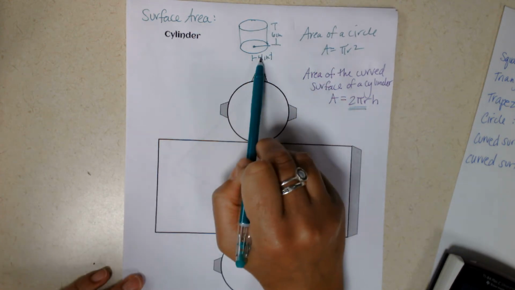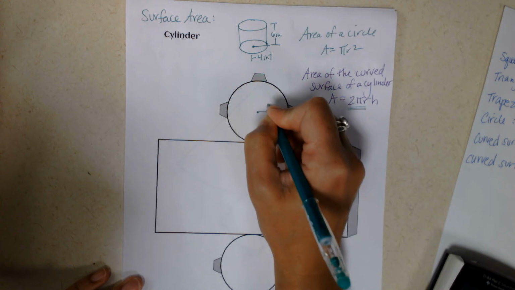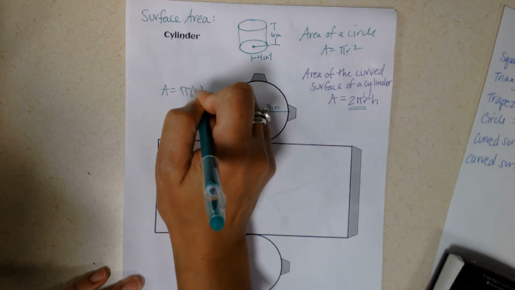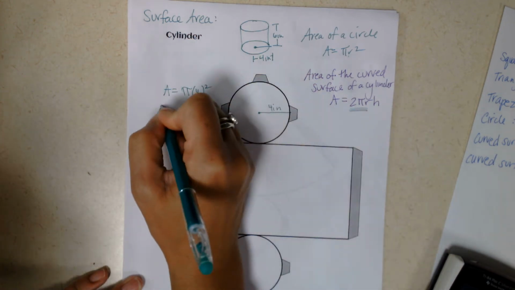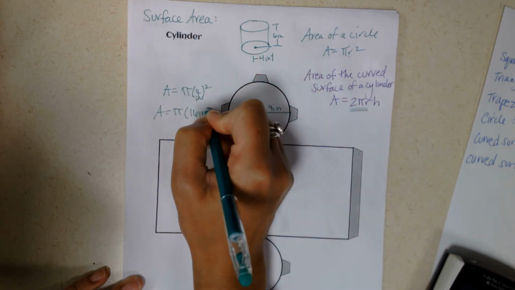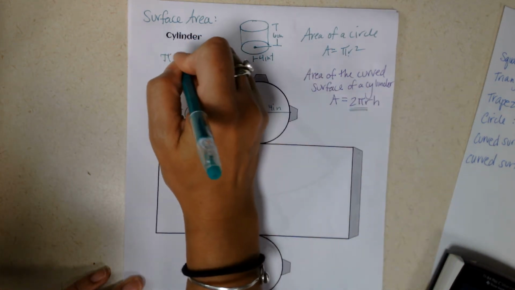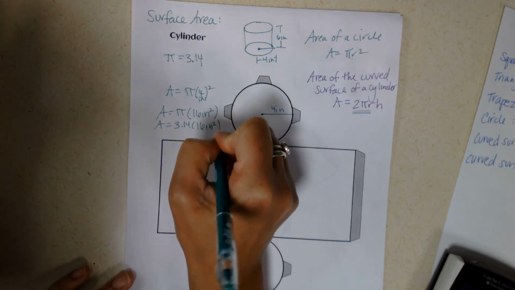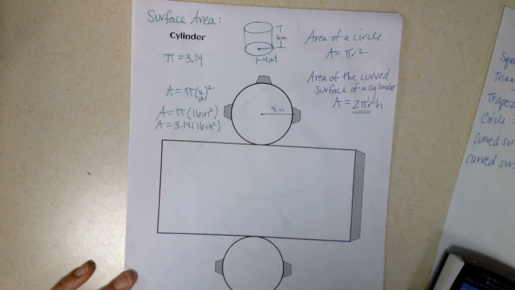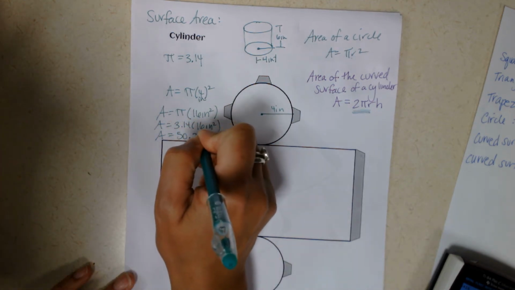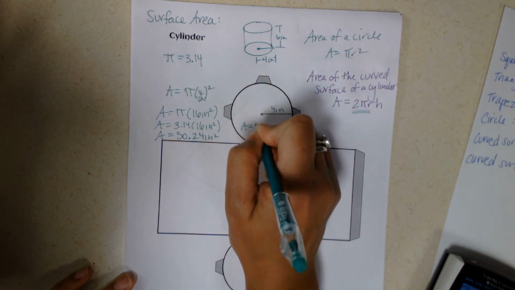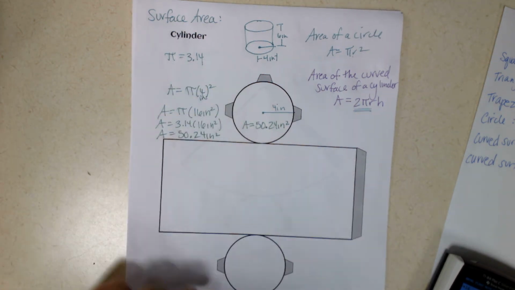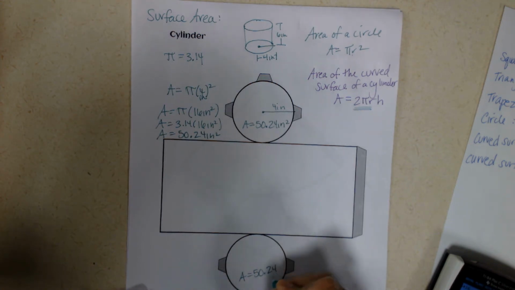But first, let's do the area of a circle. Let's look to see what we have. So we have the radius here. This is going to be 4 inches. And that's what we need for area of a circle. So area equals pi times 4 squared, and this is in inches. So area equals pi times 16 inches squared. I asked you to take pi to be 3.14 for our measurements. So we are going to multiply 3.14 times 16 inches squared, and we get area of 50.24 inches squared. So I would write that in, area equals 50.24 inches squared. All right, this circle and this circle are going to be equivalent. So I can write that in, inches squared.